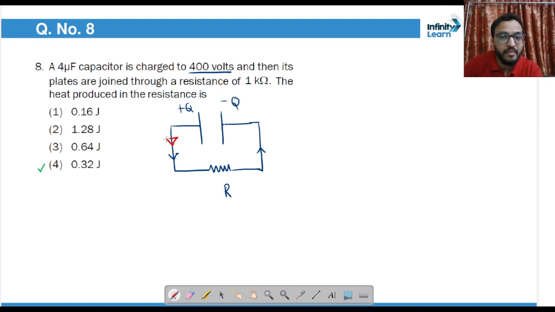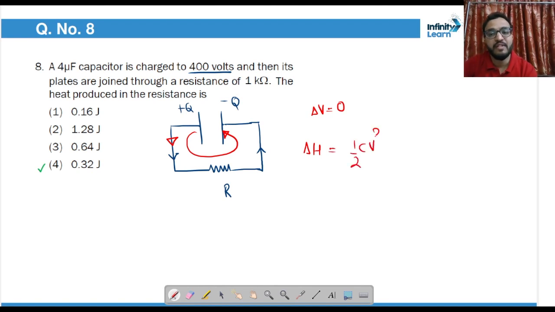All this charge will drain from this particular plate and will move to this plate, such that the final potential difference becomes zero. That means whatever energy is there on the capacitor plates gets completely converted into heat in the resistance. So you will say, what is the heat loss? It's very easy, half CV square. So half into 4 microfarad into potential difference 400 whole square. Now you solve it, you get your answer. Fourth option will be correct.